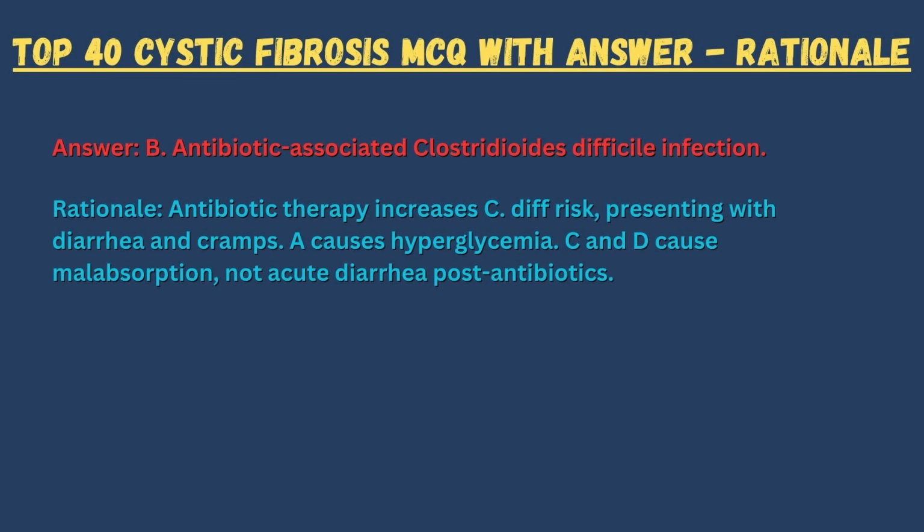Answer. B. Antibiotic-associated Clostridioides difficile infection. Rationale: antibiotic therapy increases C. diff risk, presenting with diarrhea and cramps. A causes hyperglycemia. C and D cause malabsorption, not acute diarrhea post-antibiotics.